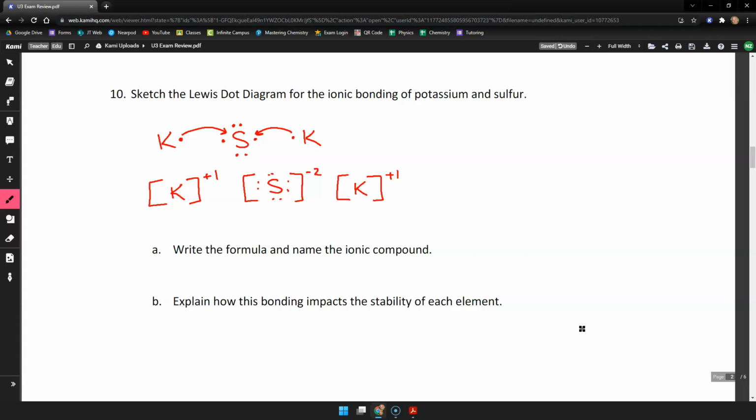So just a note on here, if you lose electrons, you're going to have no dots. If you gain electrons, like sulfur, you want to show all 8 dots.